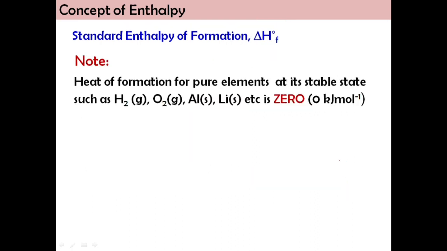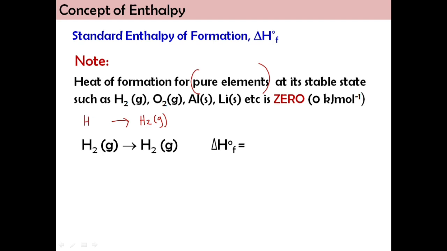Next enthalpy, belum lagi. Okay, ada nota sikit untuk formation. So heat of formation for pure elements at its stable state such as H2, O2, Al, Li, lithium is 0. Contoh, kalau saya nak tahu formation untuk hydrogen gas. So we know that hydrogen gas, hydrogen element dia adalah hydrogen. So hydrogen ini akan exist sebagai H2 juga. Jadi it's actually H2 kepada H2. Dia tak ada apa-apa perubahan. That's why dia punya delta HF is 0 lah kat sini.